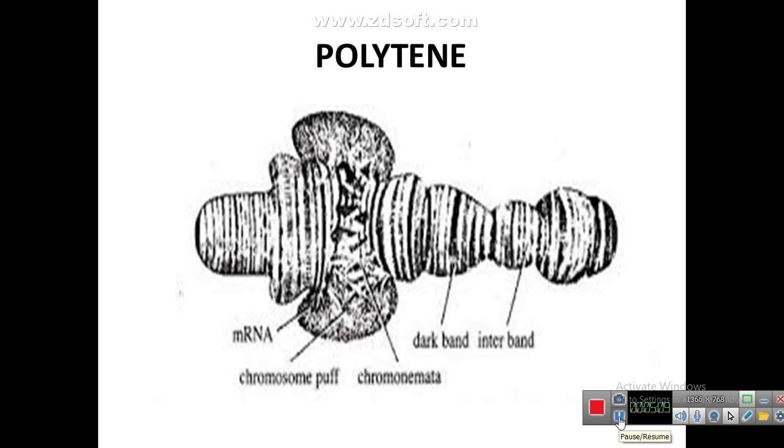Second is the polytene or salivary gland chromosome, found in the salivary gland of Drosophila. They were discovered by Balbiani in 1881. It is of very large size, and may reach up to 200 times more than the normal chromosome.